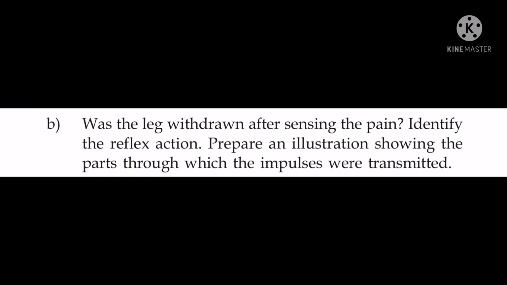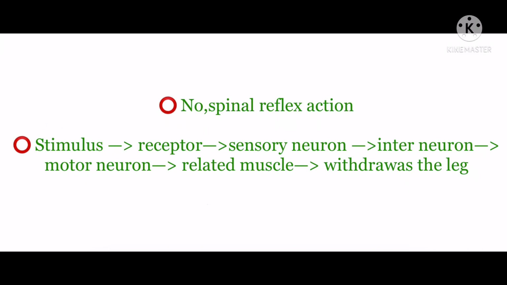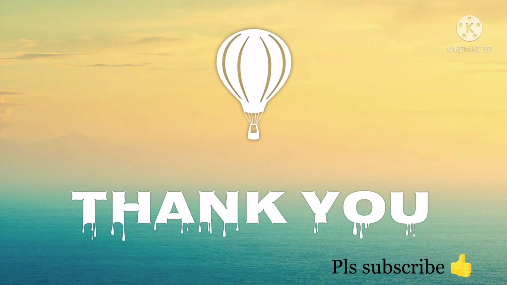B. Was the leg withdrawn after sensing the pain? Identify the reflex action. Prepare an illustration showing the paths through which the impulses were transmitted. No, the leg is not withdrawn after sensing the pain. Here it is a spinal reflex action. The transmission of impulses in this action is from stimulus, receptor, sensory neuron, interneuron, motor neuron, related muscle, and withdraws the leg. Thank you.